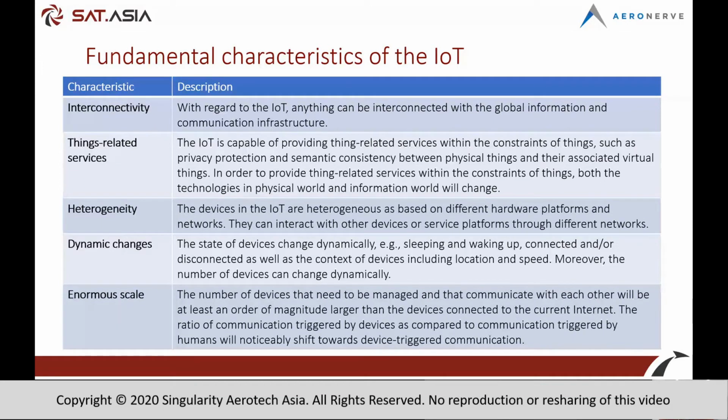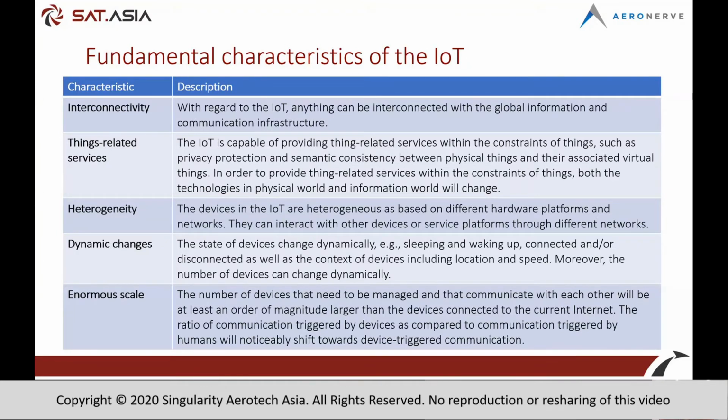So you need to provide services to other machines or to humans. The third characteristic is heterogeneity. Like I said just now, in the first session when I introduced IoT, every IoT device needs to have its own ID.